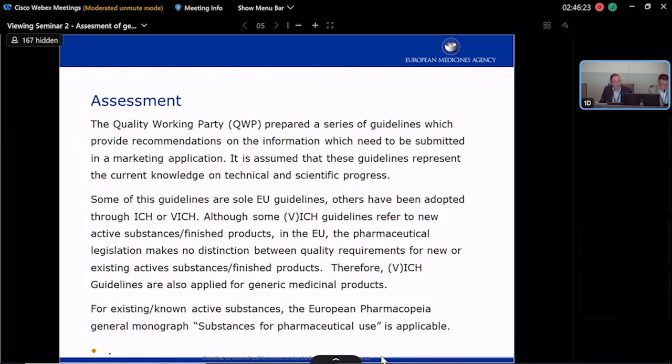Also, some guidelines, especially the ICH guidelines, refer to new active substances and finished products in the EU. The pharmaceutical legislation makes no distinction between quality requirements for new or existing active substances and finished products. Therefore, the VICH or ICH guidelines are also applicable for generic medicinal products. Also, for existing known active substances, the European Pharmacopoeia General Monograph, Substances for Pharmaceutical Use, is also applicable.